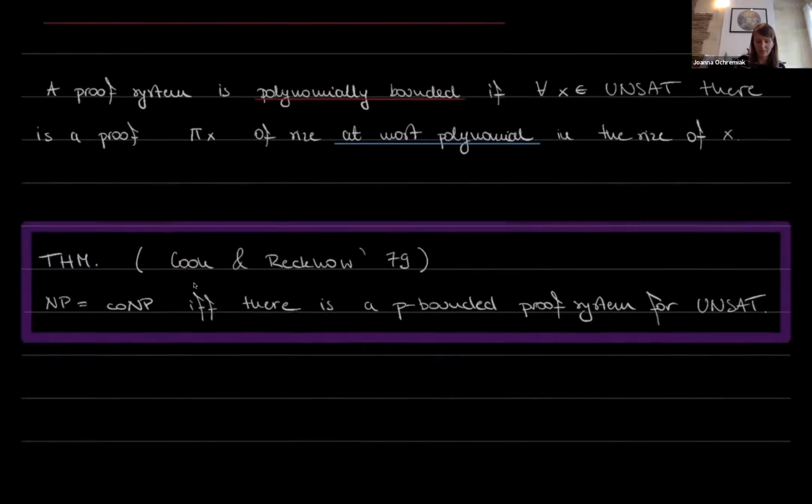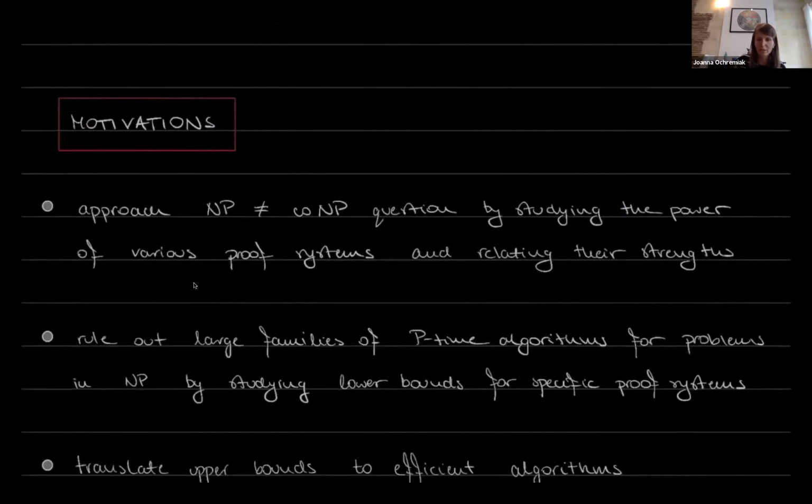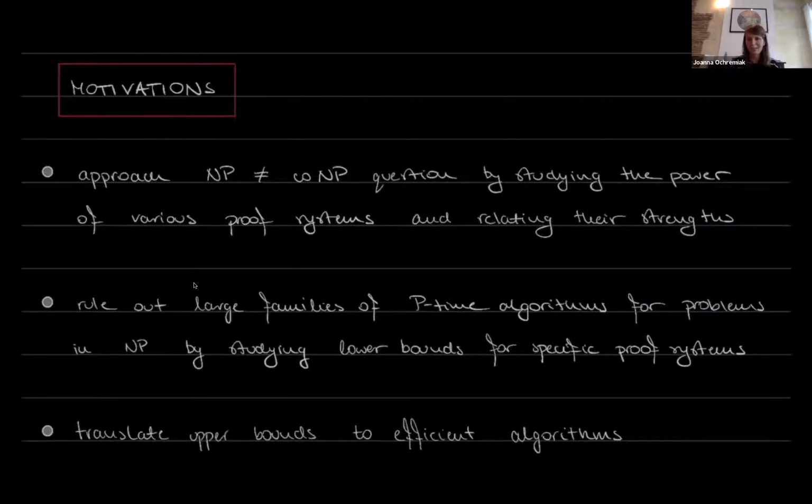Let me talk a little bit about motivations for studying proof complexity. This was the original motivation. I would say that now I don't think anybody realistically hopes that by studying different proof systems, we will actually be able to show that NP is not equal to co-NP. This would also imply that P is not equal to NP, so that would be a really big thing. I don't think that anybody realistically hopes to do this, but this is one of the motivations.